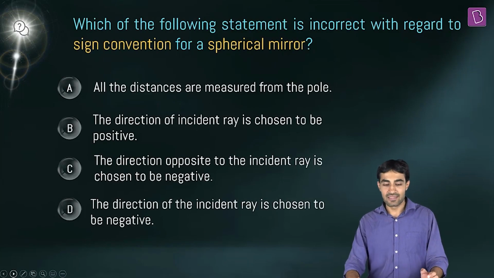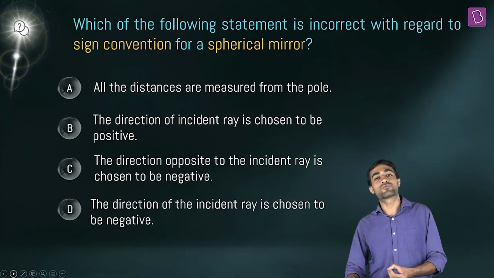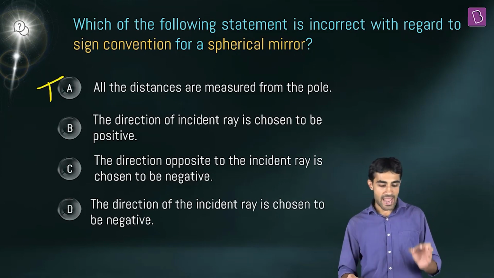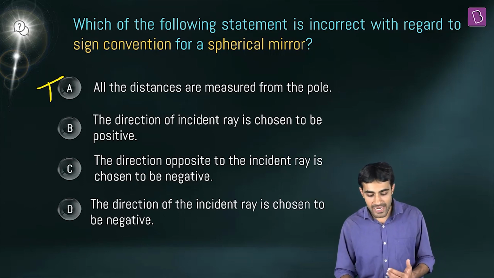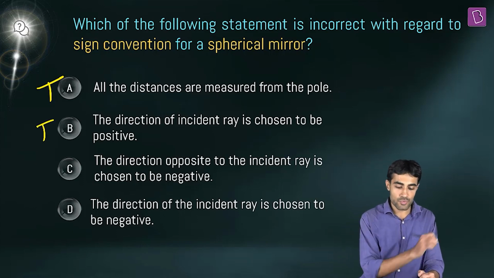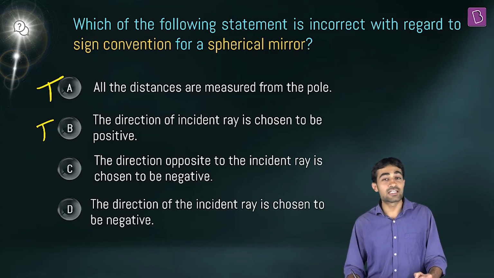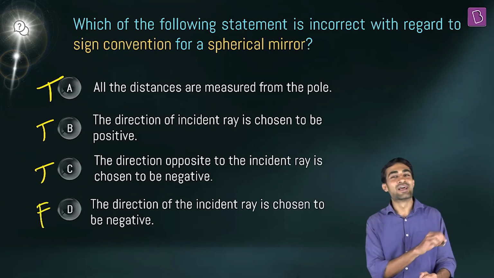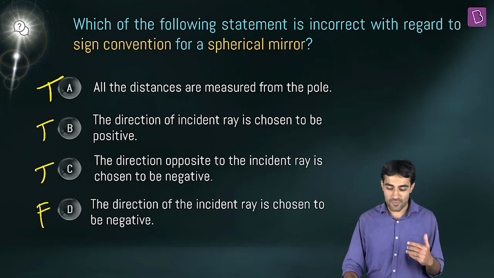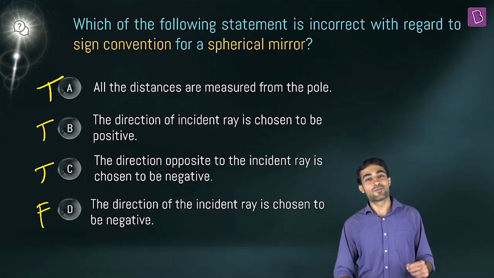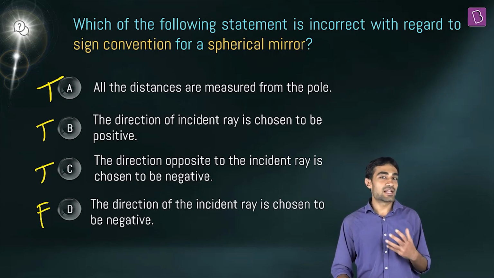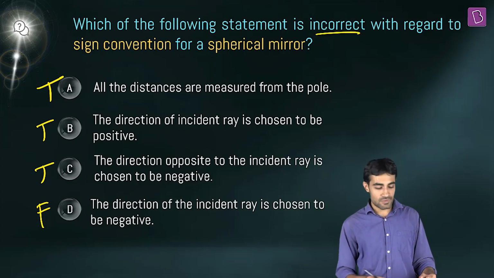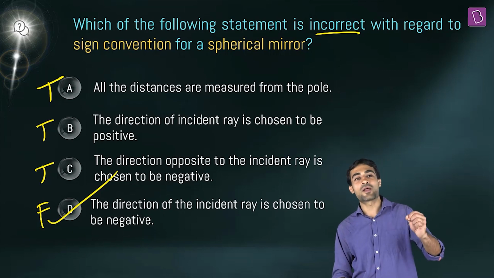So we can see that option A says all the distances are measured from the pole. This is actually true. So we take this as convention. Option B, the direction of the incident ray is chosen to be positive. This is also true. Option C, the direction opposite to the incident ray is chosen as negative. This is also true. So option D has to be false. Option D says the direction of the incident ray is chosen to be negative. So this is false. The direction of the incident ray is chosen as positive. Got it? So we had to choose the incorrect option. We pick option D as the answer for our question.